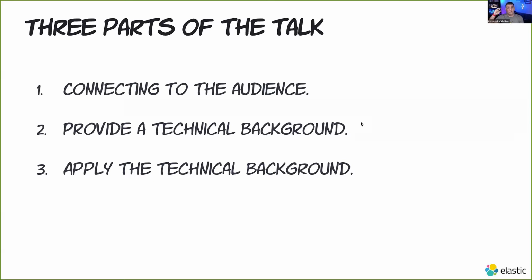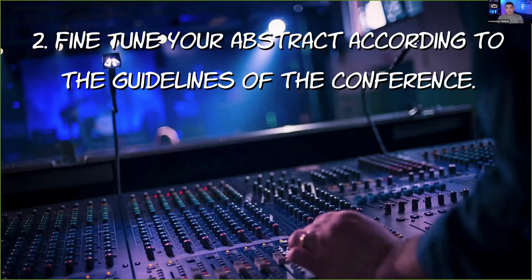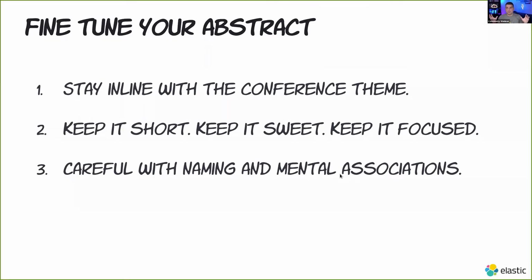But as I mentioned before, it doesn't have to be religiously 3 parts. You can create just 2 parts, but make sure that you separate the ideas of connecting with your audience and providing a technical background, right? Secondly, make sure you fine-tune your content or your abstract with the guidelines of the conference. This is one of the simplest, although most powerful tips that we could provide, because whether it's for the Elastic Community Conference or for other conferences, the major mistake someone could make is to not follow the guidelines for the conference.